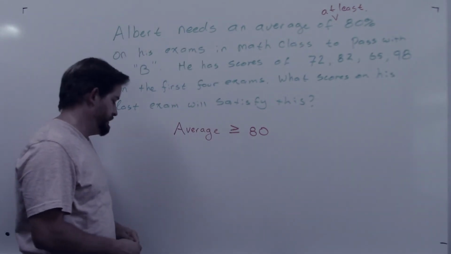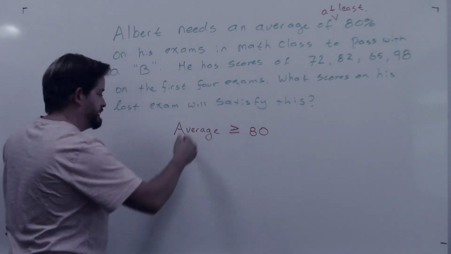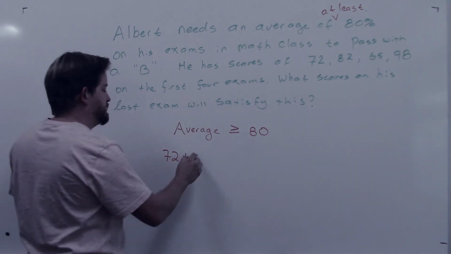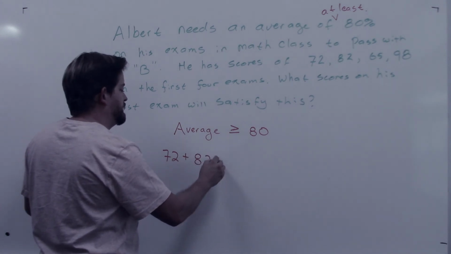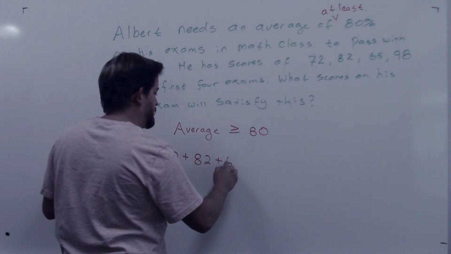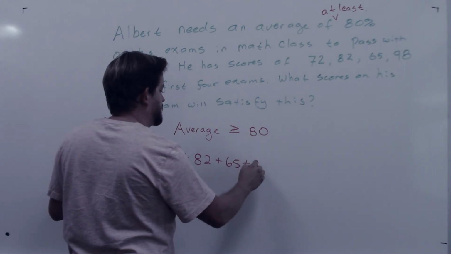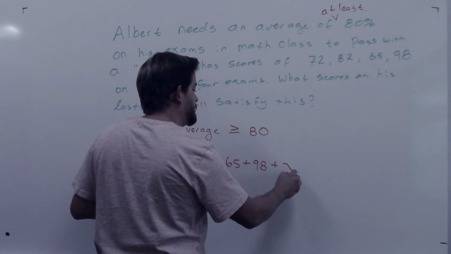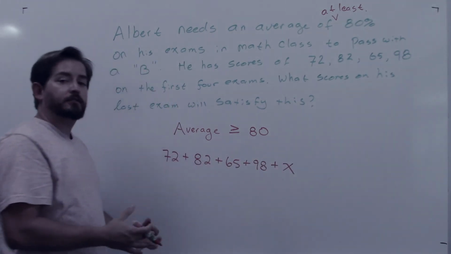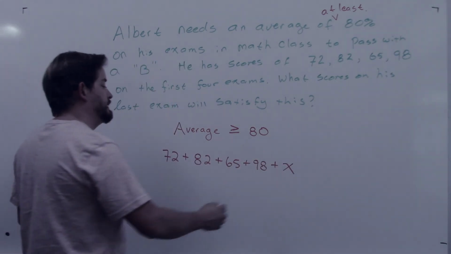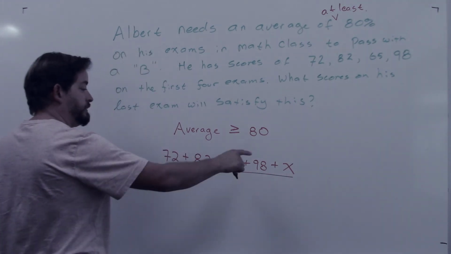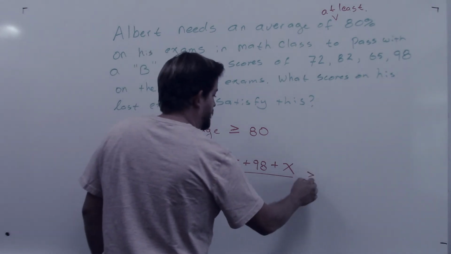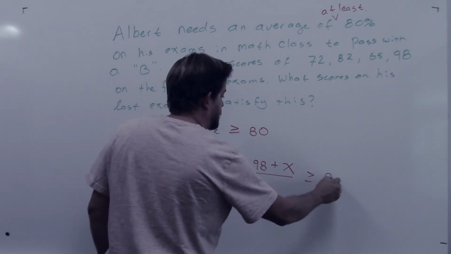We don't know, right? So the average here is the sum, that's 72 plus 82 plus 65 plus 98 plus that last exam. You have to include that in the average because that's the average of all of his tests. Divided by the 5 exams. That needs to be greater than or equal to 80.